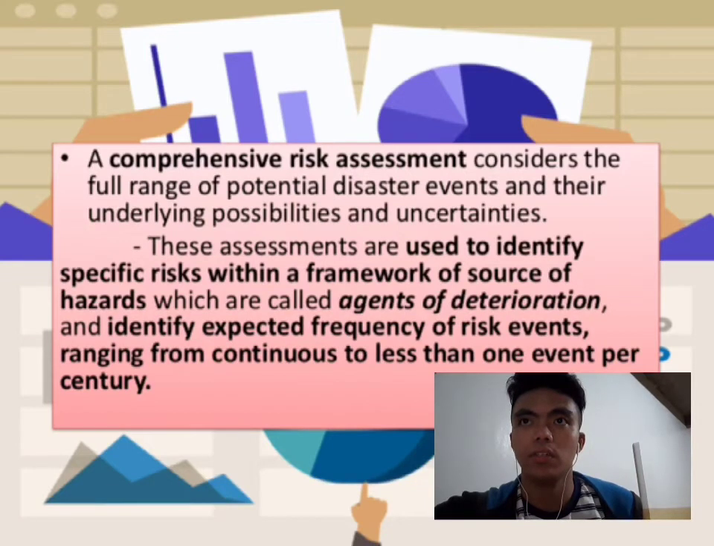A comprehensive risk assessment considers the full range of potential disaster events and their underlying possibilities and uncertainties. These assessments are used to identify specific risks within a framework of source of hazards, which are called agents of deterioration, and identify expected frequency of risk events ranging from continuous to less than one event per century.